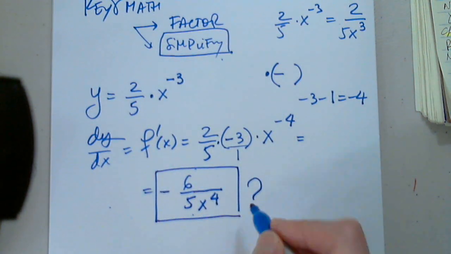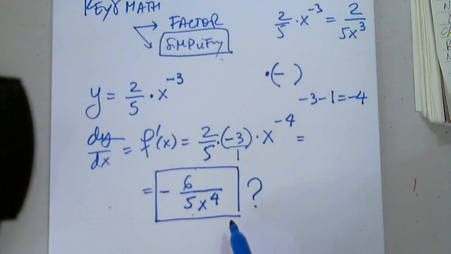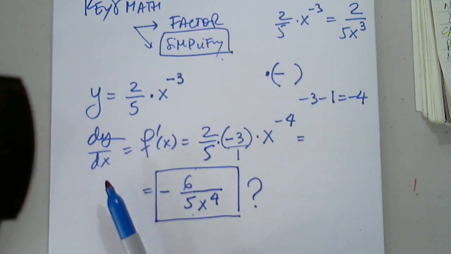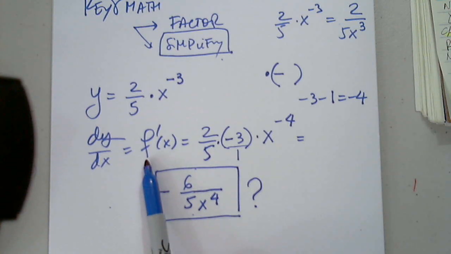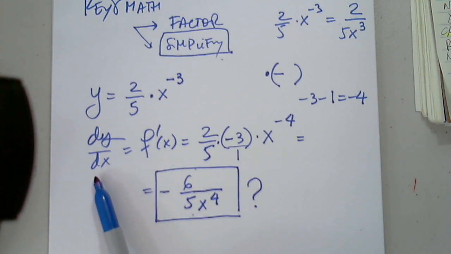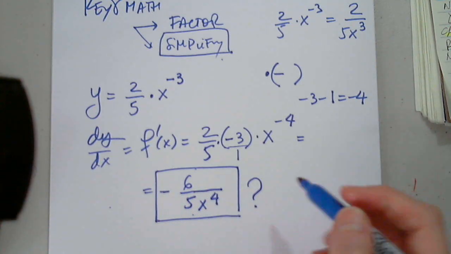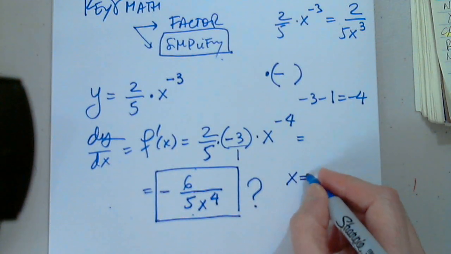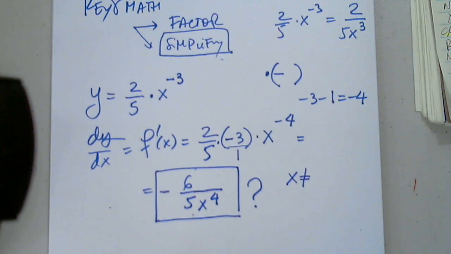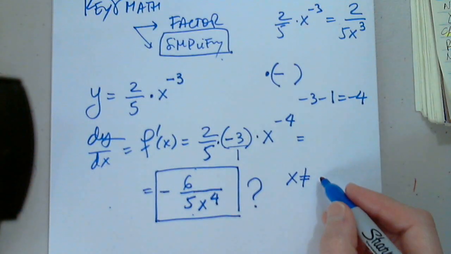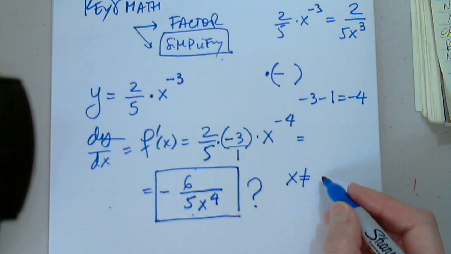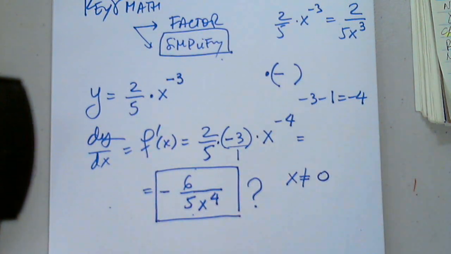What does this represent? It represents the rate of change of this function f everywhere where this is defined. Can anyone tell us where this function will not exist? Zero? Exactly, thank you very much. The denominator cannot be 0. So we didn't finish the problem.